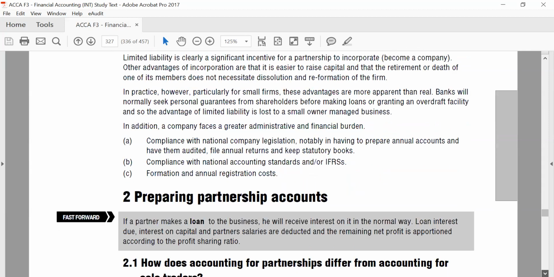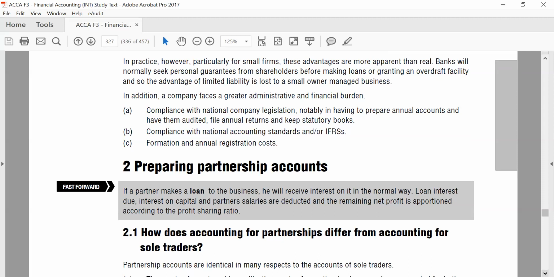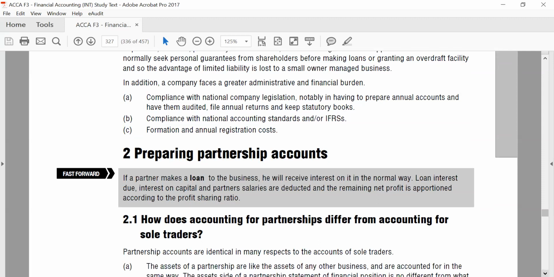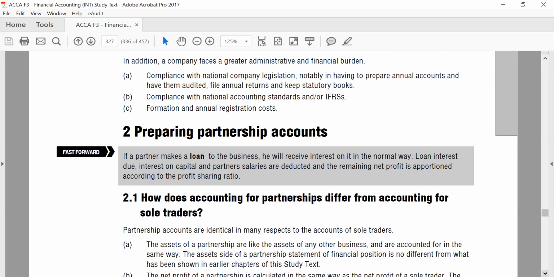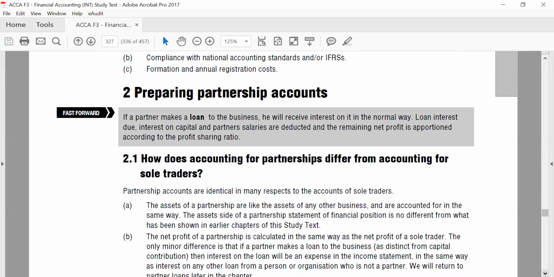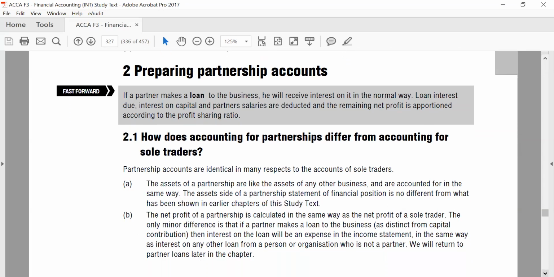So, preparing partnership accounts. Like I said, we have what we call partnership accounts that relate specifically to partnerships. We know how to distinguish between our accounting for partnerships and how that differs from that of a sole trader. The differences are not going to be very many, because partnerships also have assets.